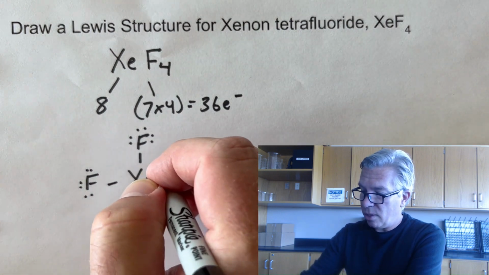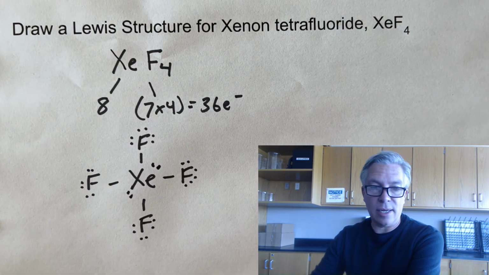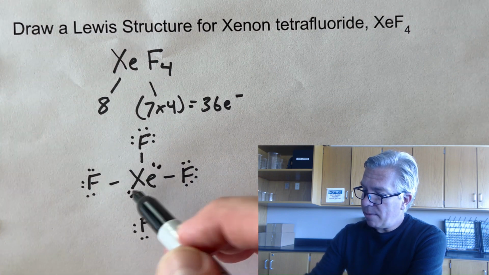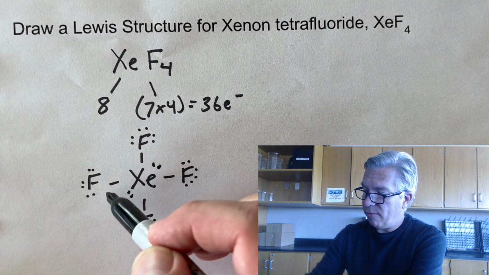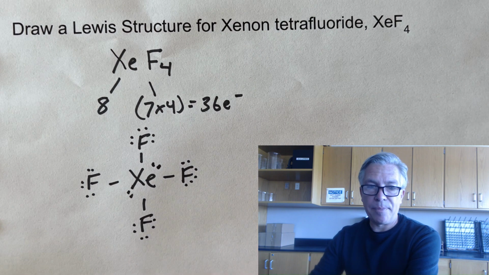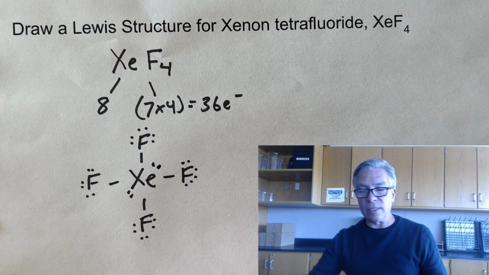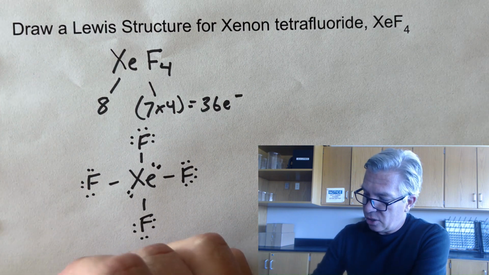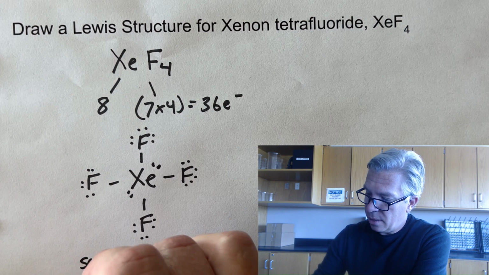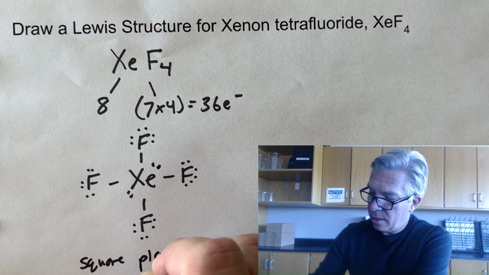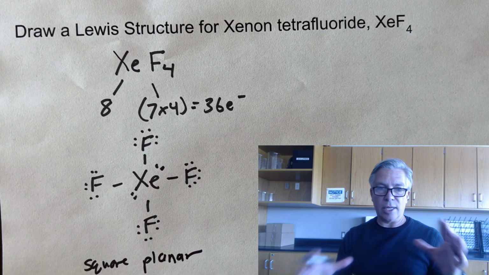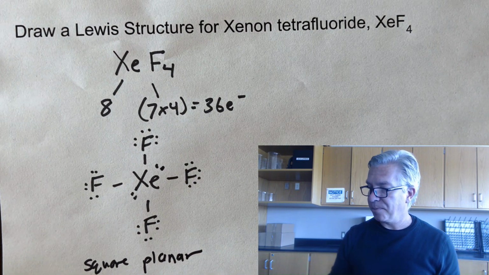And of course, xenon will have more than an octet because it started with an octet and we added things to it. So we'll put them on there, and here we have a situation where we have 4 bonds and 2 lone pairs. And if you're starting to learn molecular geometries, you would find out that that is a square planar geometry. It would look like a square, but in a plane, like a flat molecule.